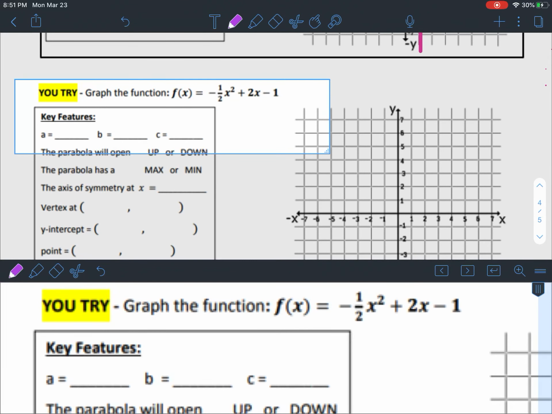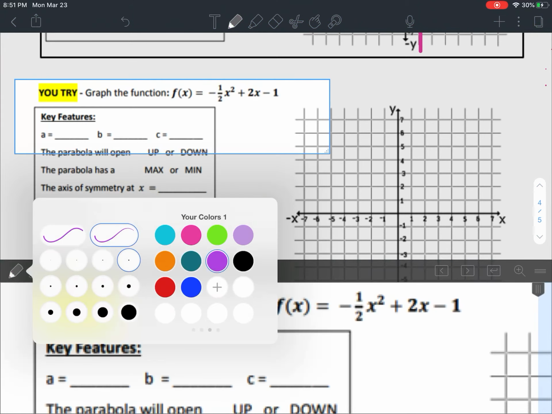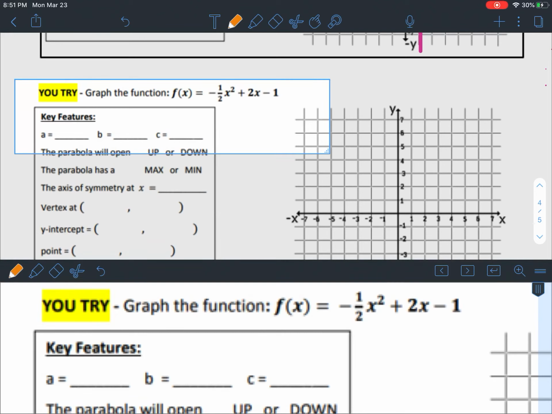So I was going to have you guys try, but I am going to do a second one with you just so that you guys can get kind of the gist of what's going on, and then I'll post some practice problems. So I would like for you to graph the function -1/2 x squared plus 2x minus 1. So we need to think about our key features here.